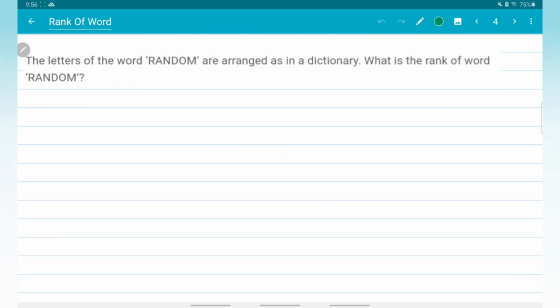Now the next two questions are without repetition ones. In this question, the letters of the word RANDOM are arranged as in a dictionary, and we have to find the rank of the word RANDOM. This word RANDOM does not have any kind of repetition of any of the letters. So first we are going to write the word RANDOM.